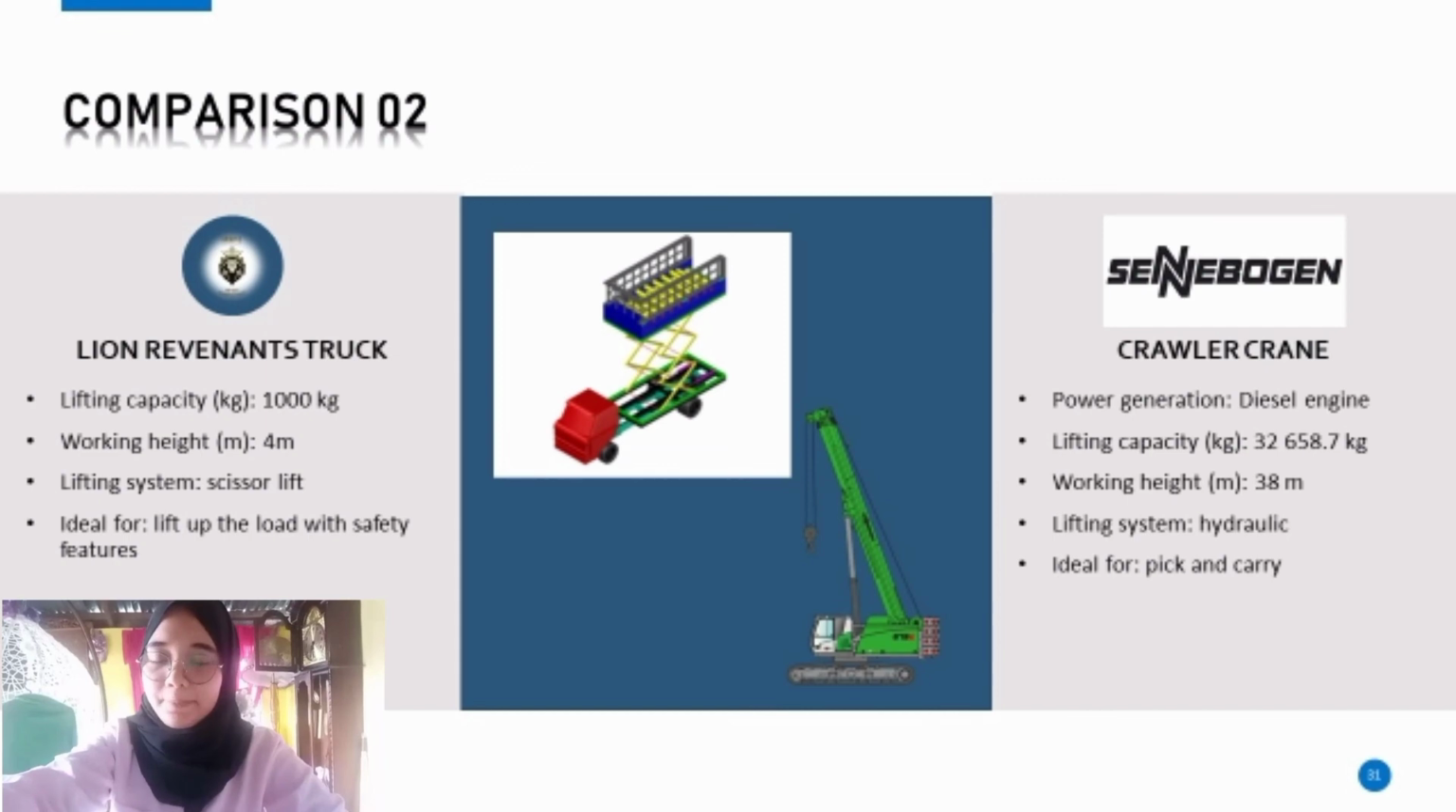Next is Sennebogen company, which produces the crawler crane. The crawler crane power generation is a diesel engine and the lifting capacity is 32,658.7 kg. The working height is 38 meters and the lifting system is hydraulic.